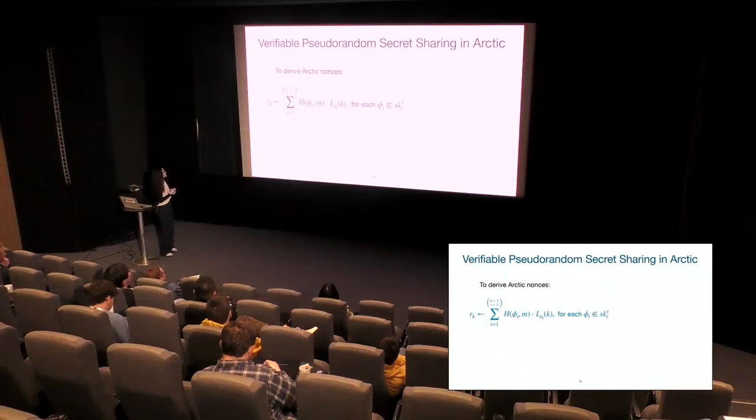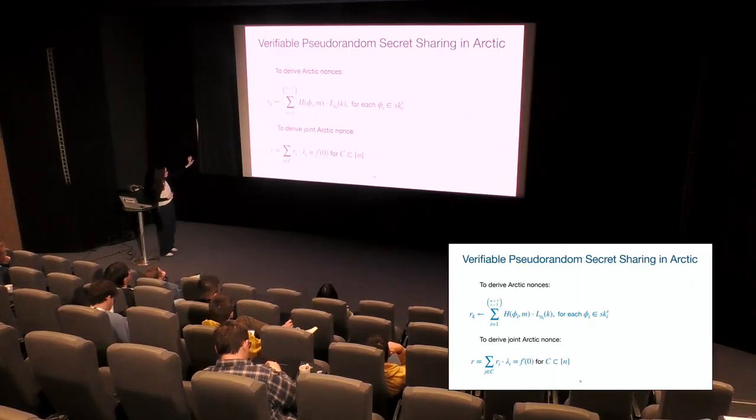Under the hood, we're hashing all of the respective shares for each particular subset, and then we can interpolate them into a particular nonce. To derive the joint nonce, you do Lagrange interpolation to the constant term of an unknown polynomial. That's how pseudorandom secret sharing works under the hood, where the core component is replicated secret sharing.